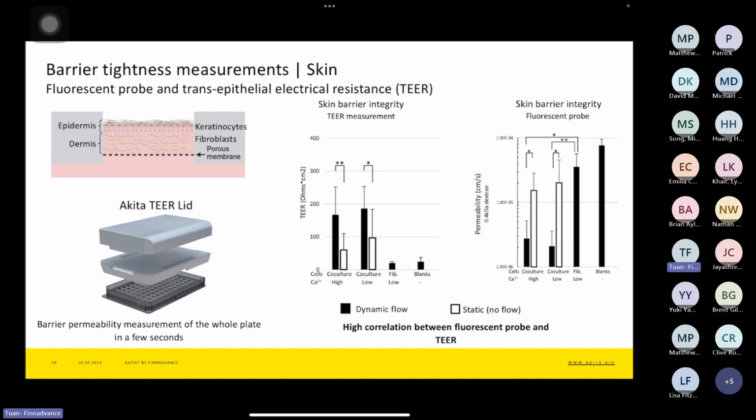Here we use low molecular weight probes as well, and the TEER values were also able to confirm the permeability, or correlate with the fluorescent value as well.